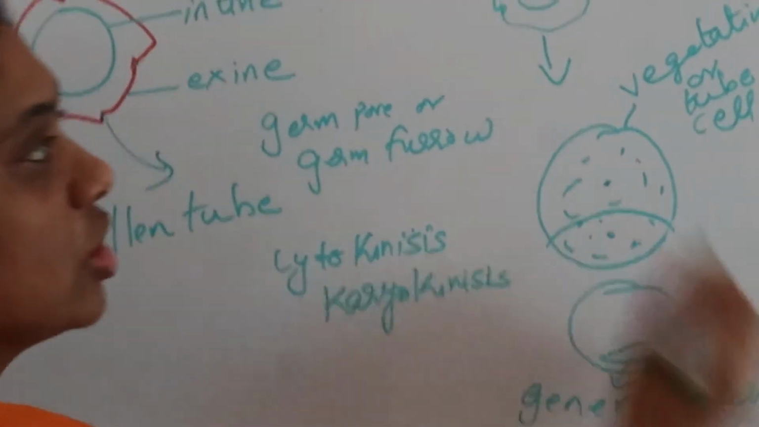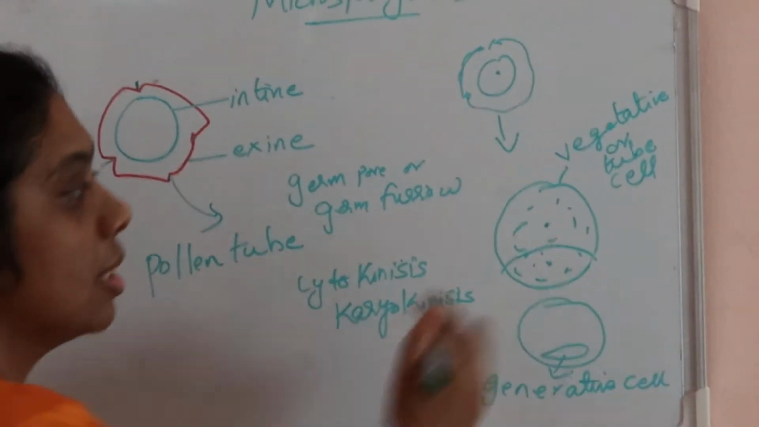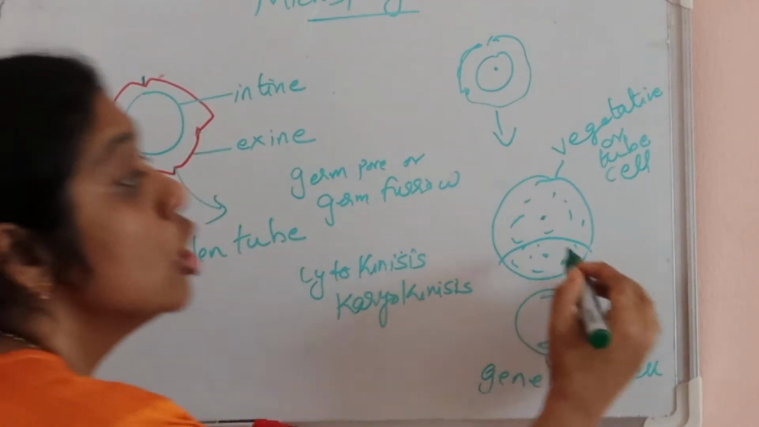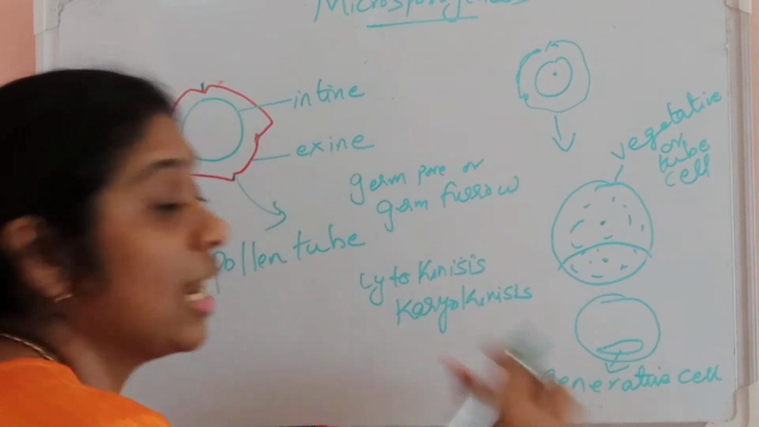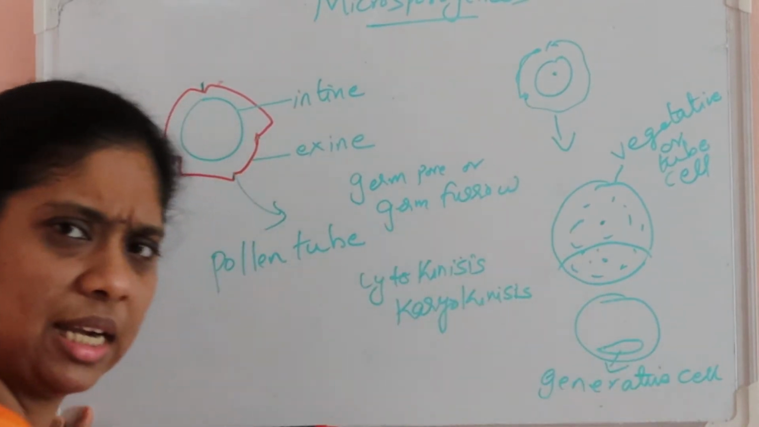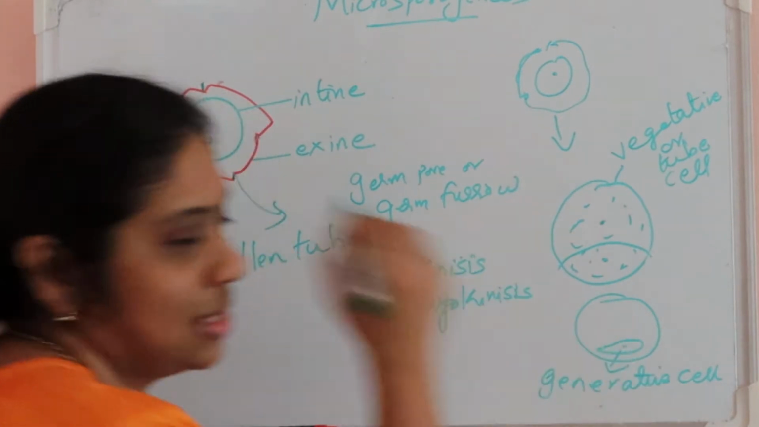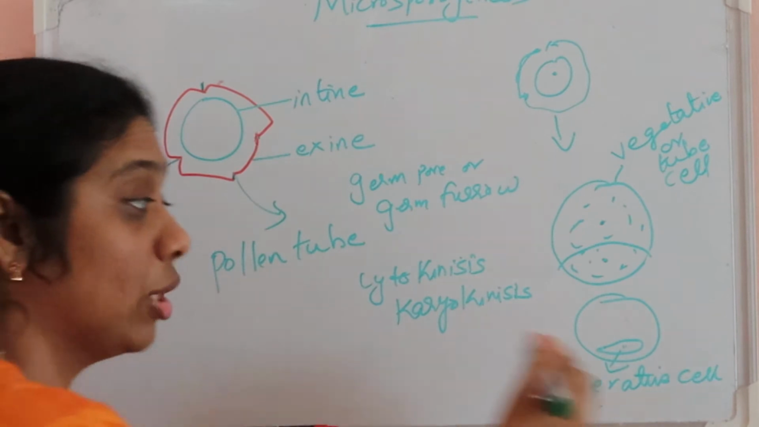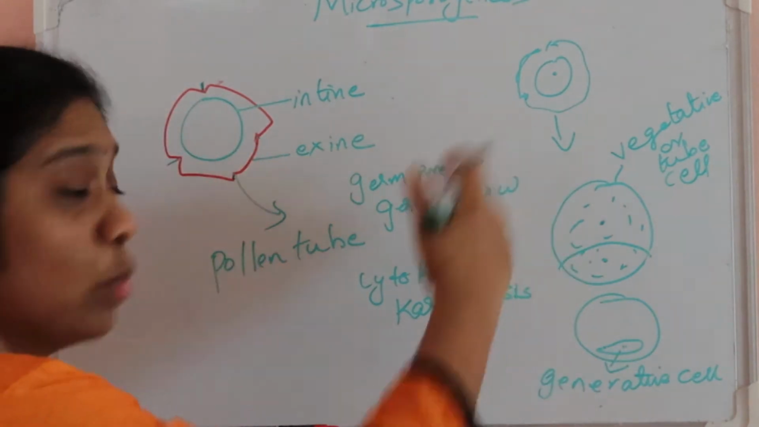First it undergoes mitotic division, that is cytokinesis and karyokinesis. Two cells are formed: the vegetative cell or tube cell, which is a larger cell, and a smaller cell which after some time gets floating, and this is called the generative cell. Why is it called the generative cell? Because the male gametes will be forming from this cell. So we can say pollen grain is the male gametophyte, because the male gametes are formed from the generative cell.